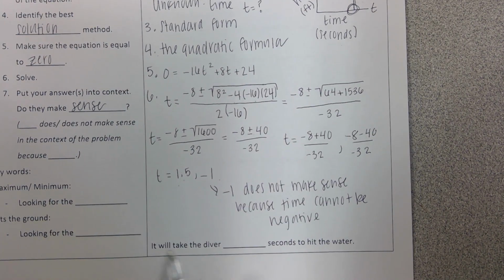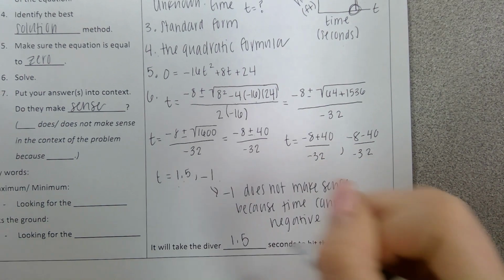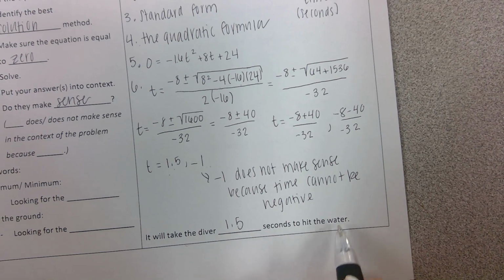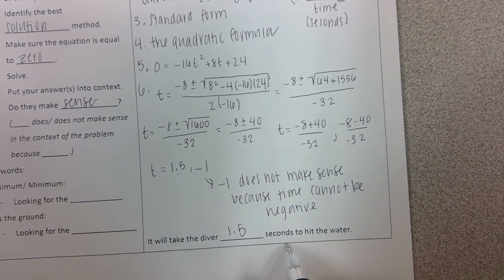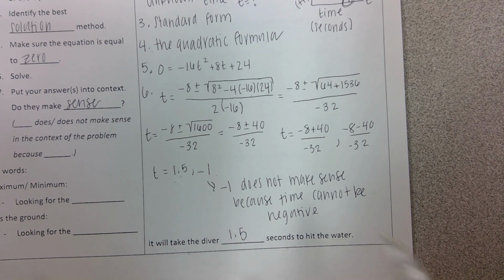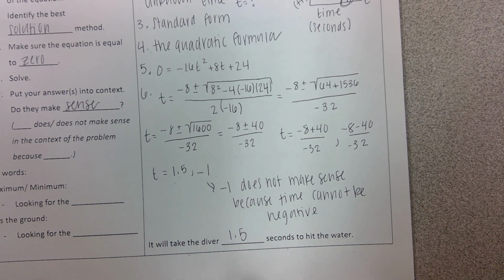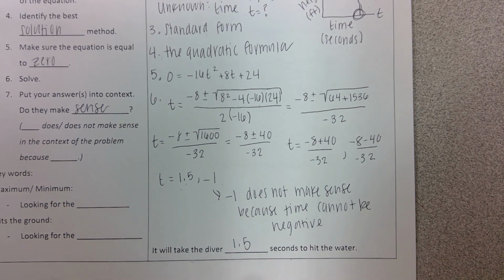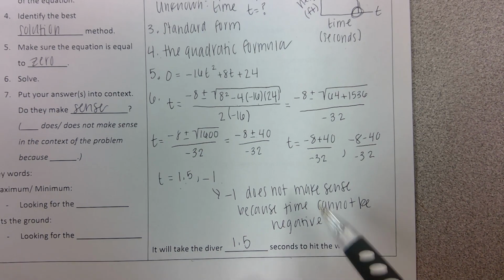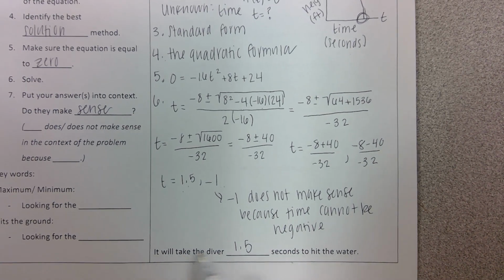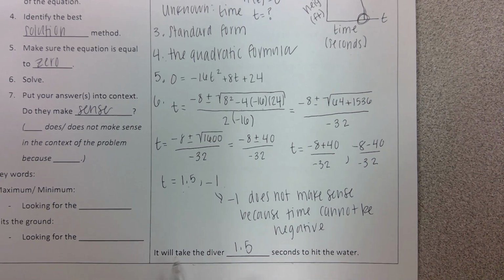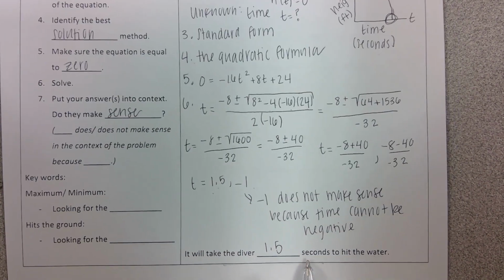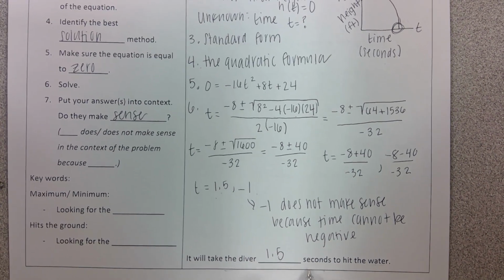So my final answer: it will take the diver 1.5 seconds to hit the water. Notice I write my final answer as a sentence. My final answer always has to be a sentence. So make sure that we write it as a sentence. If you just tell me 1.5, I don't know what 1.5 means, and we will not get full points for the problem. So make sure we have our units and our answer put into the context of the problem. I should be able to basically write the problem based off of your answer. So I should know, okay, the problem asked how long it's going to take the diver to hit the water in seconds.